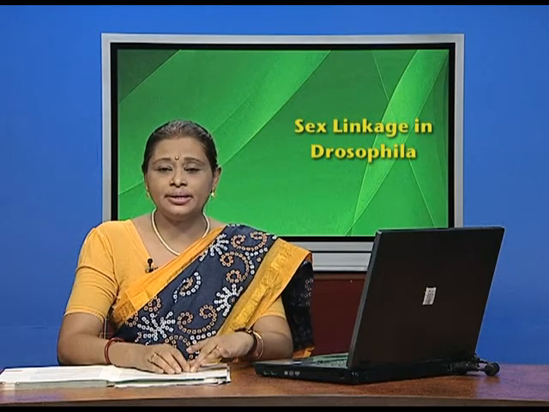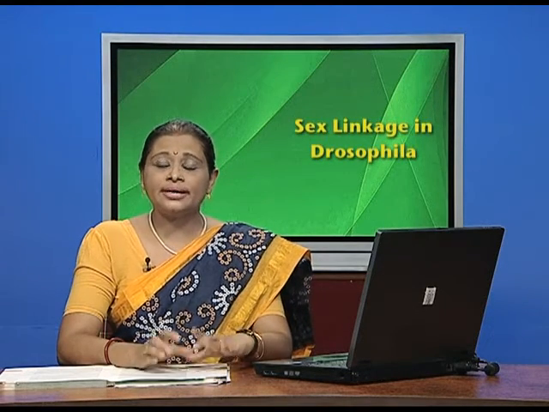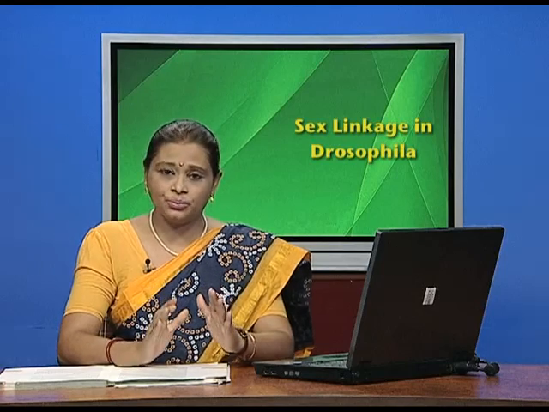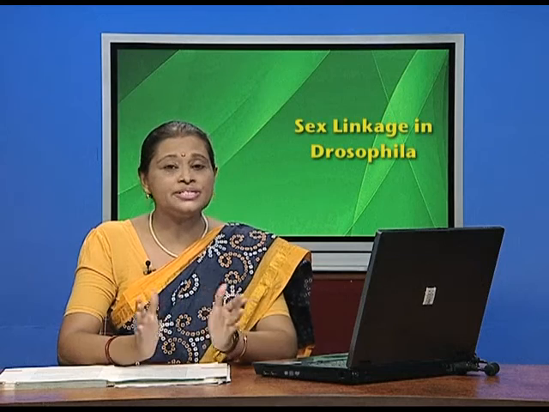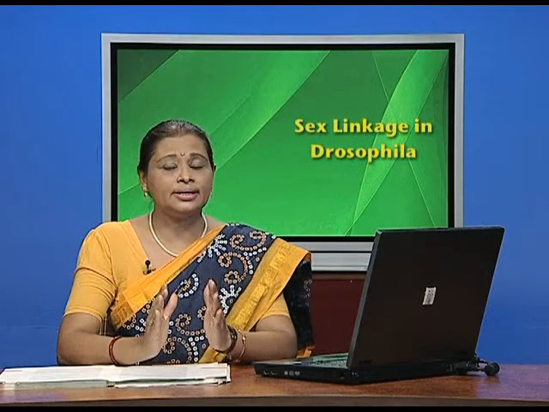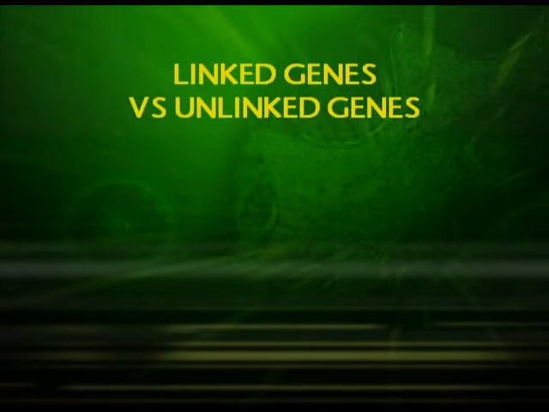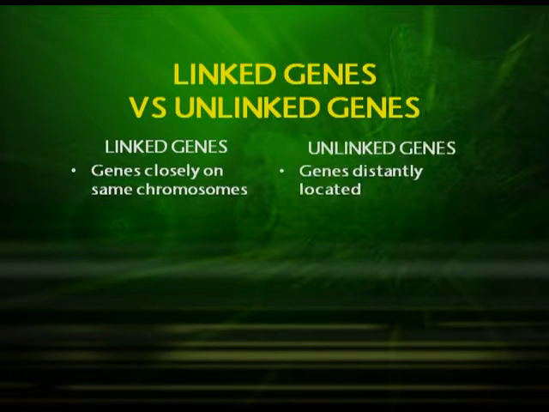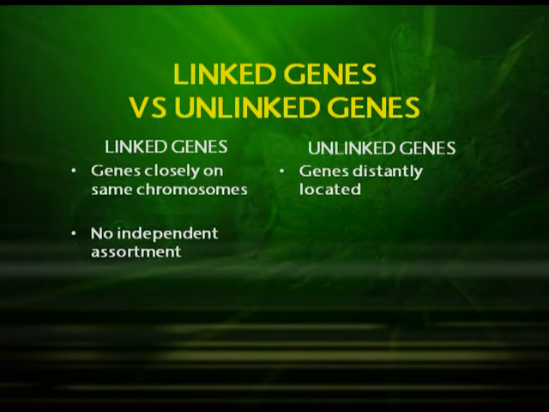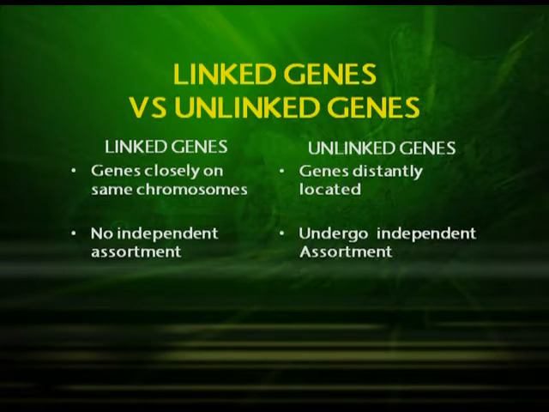Now this can be explained again with the following diagram, where the genes located on the chromosomes very close together were inherited together. They were not separated, and that is what linkage is. Now we are in a position to differentiate linked genes and unlinked genes. Linked genes are closely located on the same chromosome. On the other hand, unlinked genes are distantly located. In linked genes, no independent assortment takes place. On the other hand, we can see independent assortment in unlinked genes.